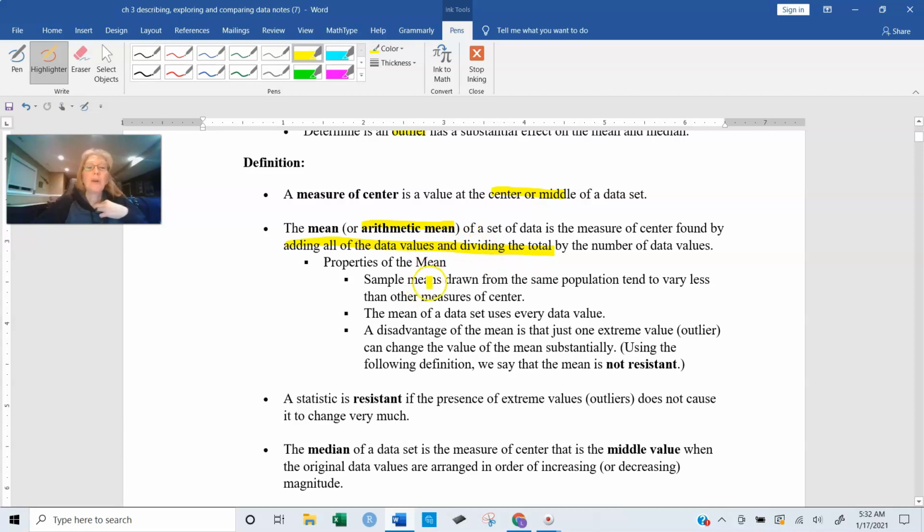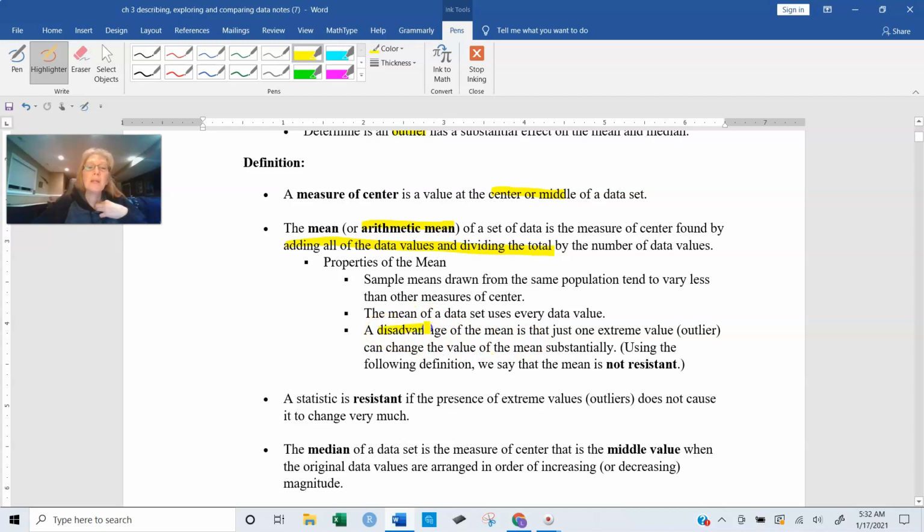Properties of the mean, which are very important. For samples from the same population, they tend to vary less than other measures of center. So if you take the same population and you have 4 or 5 samples, your sample mean will not be the same as the population mean, but it will be close. It uses every data value, not just a few of them, which is very nice because none of them are excluded like some of our other measures of center.